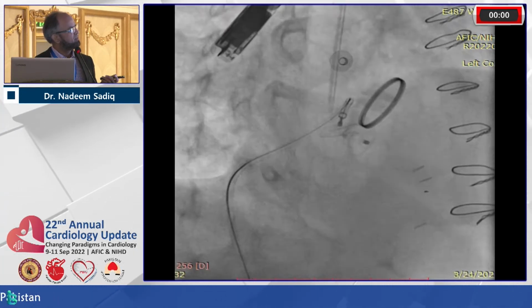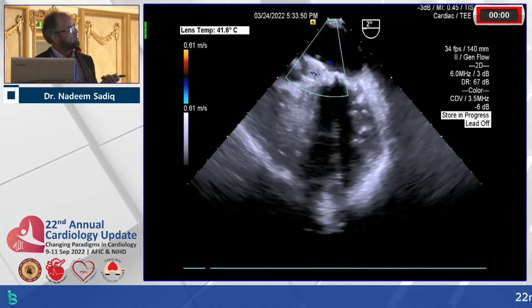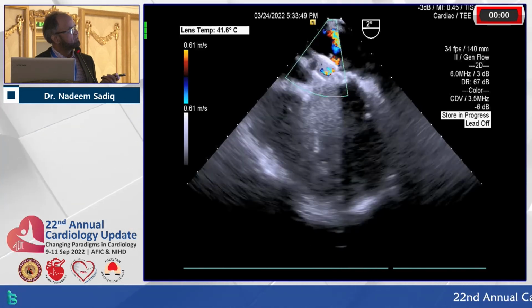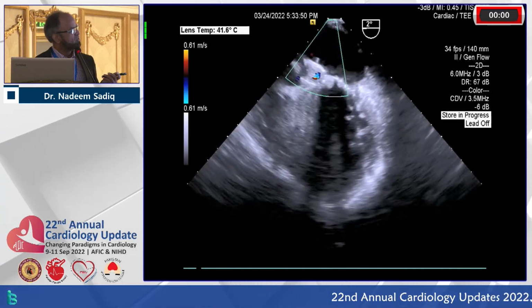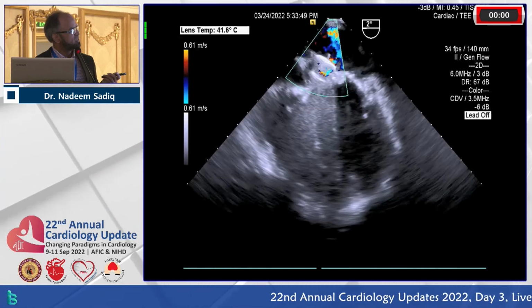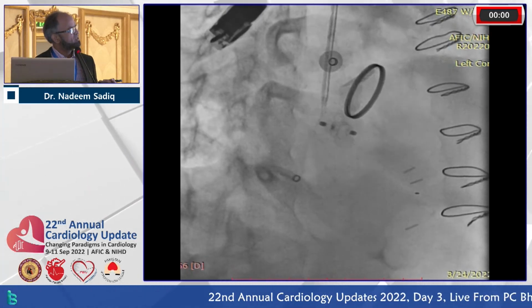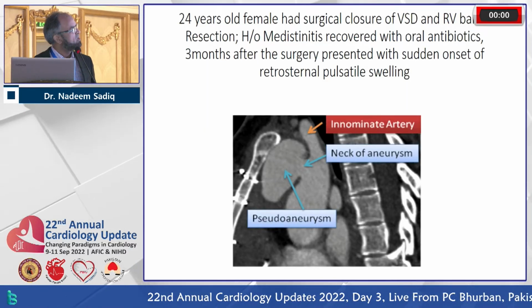This is the TEE showing the well-placed delivery system with slight residual leak, and then the device was placed. This is the angiogram, and this is the final position of the device with slight residual leak, which in the next 24 hours abolished. This is the final position on the angiogram.